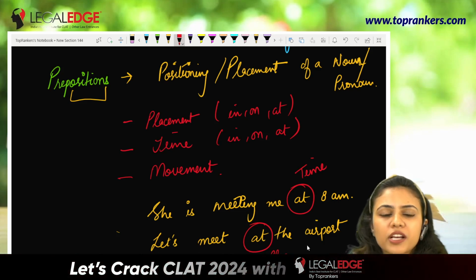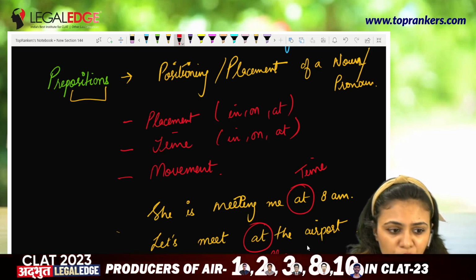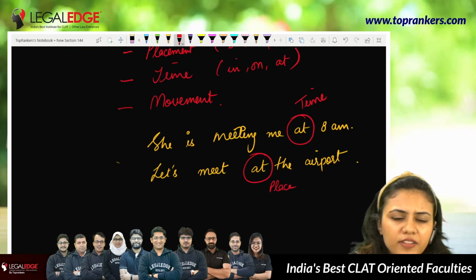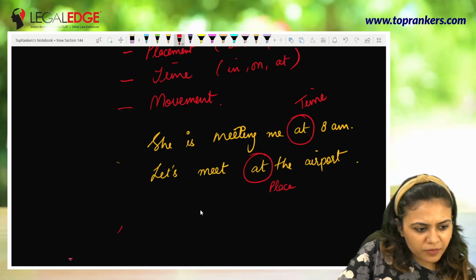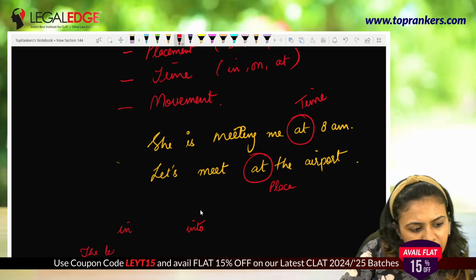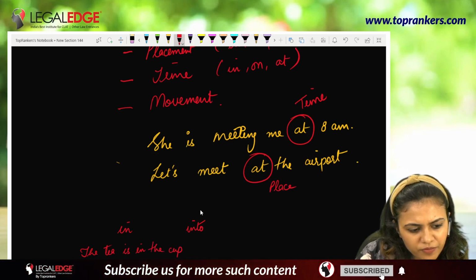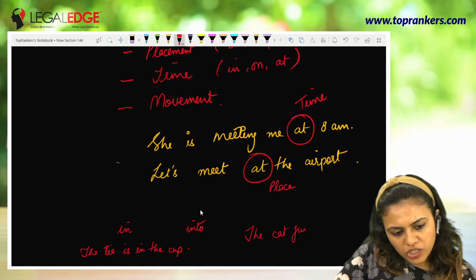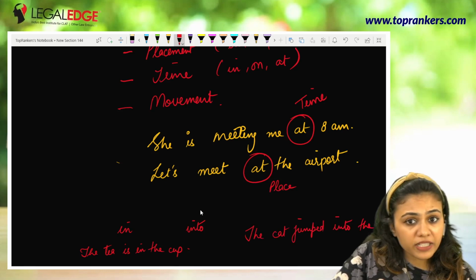Then there are words such as about, along, behind, among. ये सारे भी prepositions होते हैं. For example, when I talk about movement, you must have studied the differences between in and into, right? बचपन में पढ़ा है कि नहीं in and into? When I say the tea is in the cup, is the tea moving? The cat jumped into the pond. Is there movement involved?